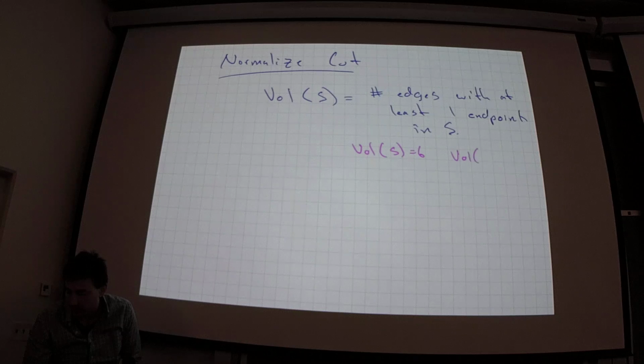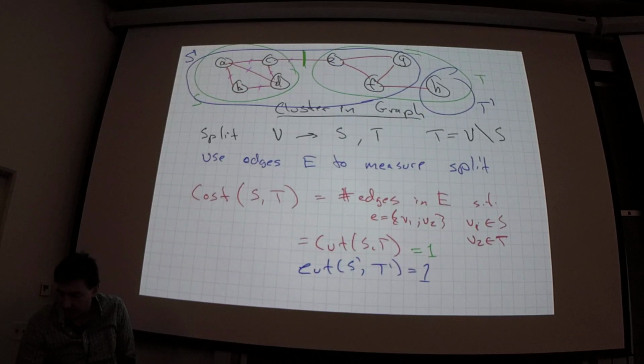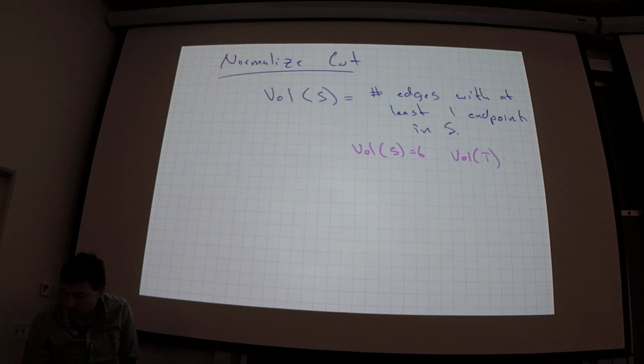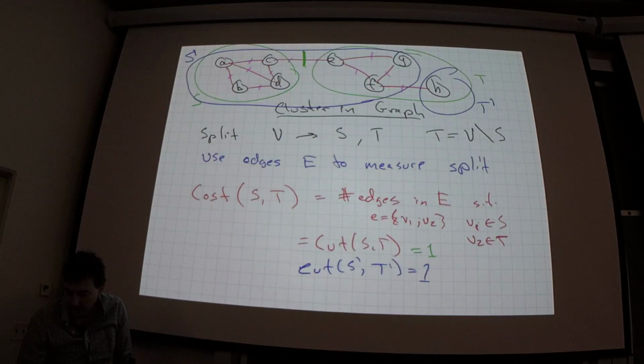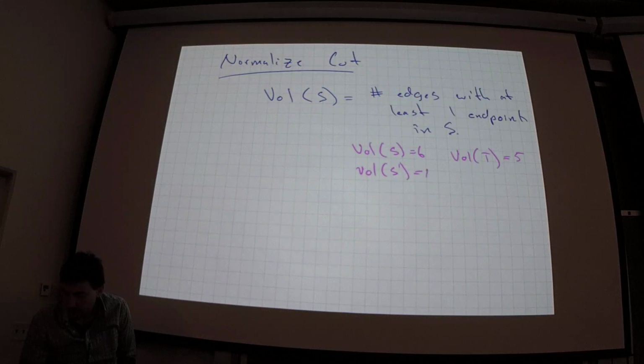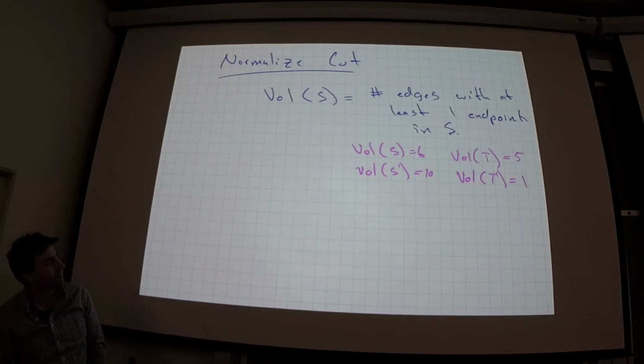The volume of T is going to be equal to 1, 2, 3, 4, 5. Okay, and the volume of S prime is going to be 1, 2, 3, 4, 5, 6, 7, 8, 9, 10. And the volume of T prime, as we recall, is going to be equal to 1.